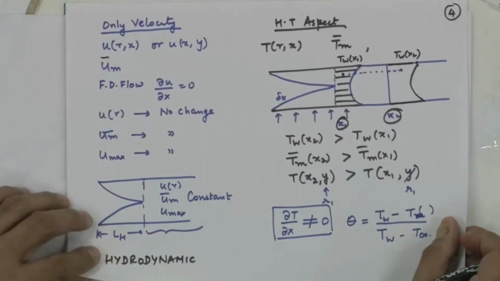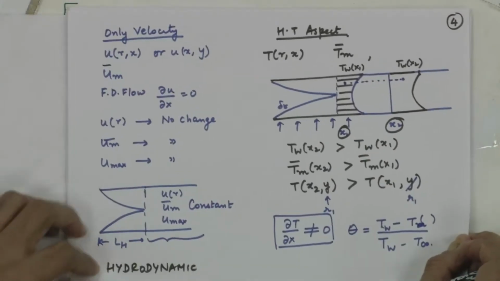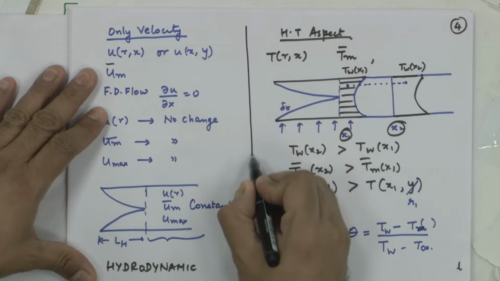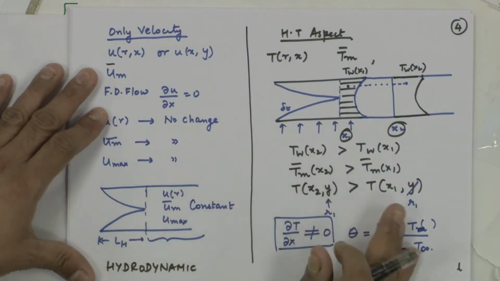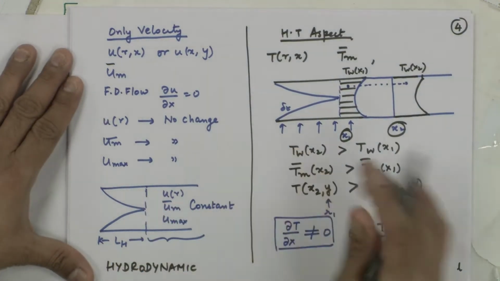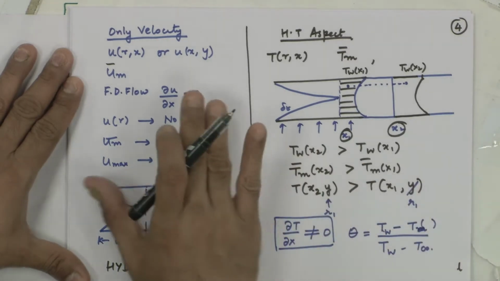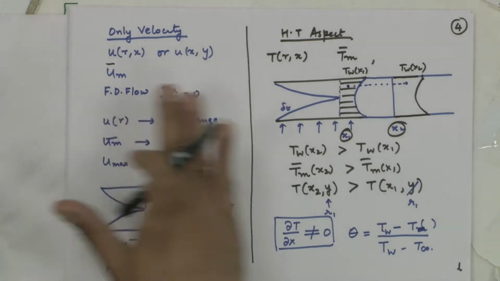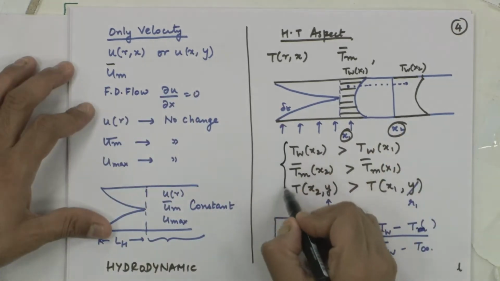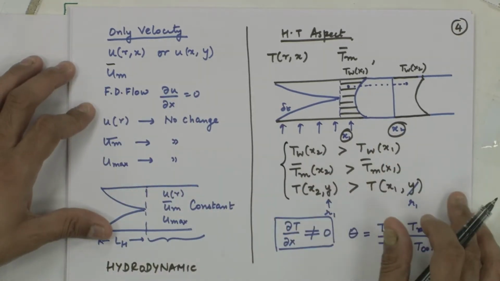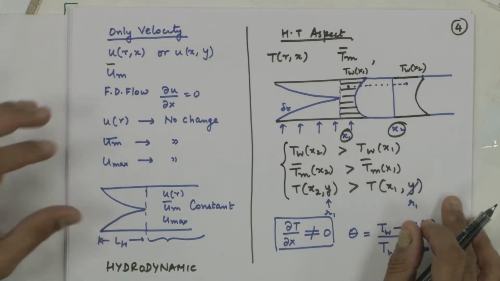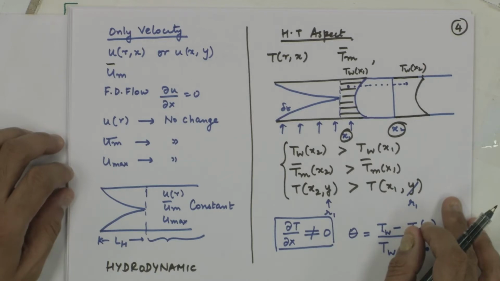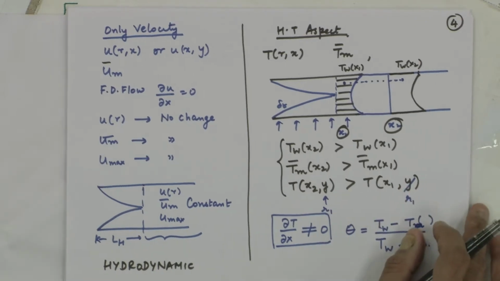Please remember, this slide which I showed in the last module was distinguishing between the velocity and the heat transfer aspect. What changes, what does not change. Here velocities are all going to remain constant, maximum, mean, etc. Here none of the temperatures which we are talking about, local bulk mean temperature, local wall temperature, nothing is going to remain constant because heat is being added or removed.